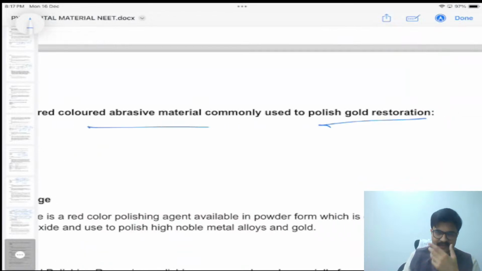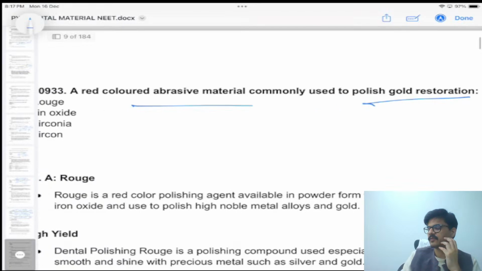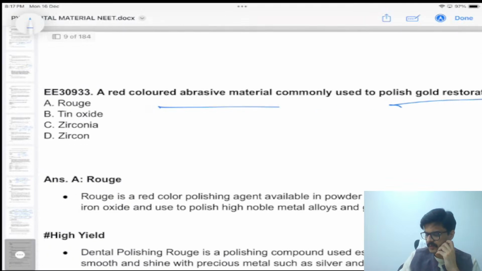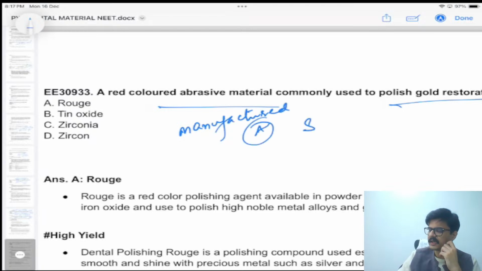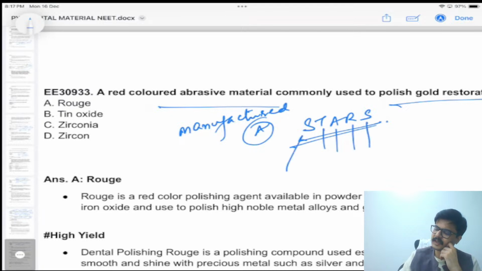Okay, yeah. One of our students asked me another question about the manufactured abrasives. I told you a mnemonic, right? STARS, to remember the manufactured abrasives. T is tin oxide, A is alumina, R is rouge, S is synthetic diamond, and what is the other S? I think it's silicon. Is it silicon carbide?